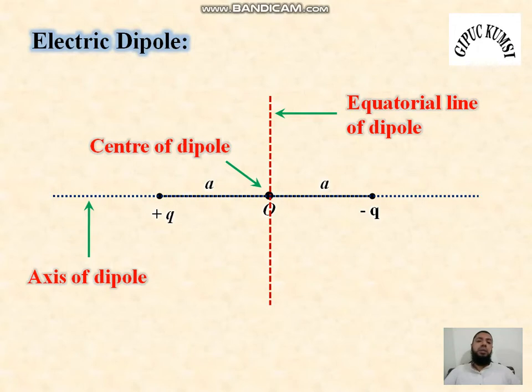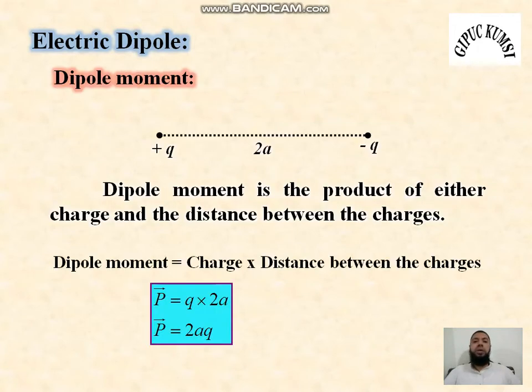Then in dipole we have one more very important concept called dipole moment. The dipole moment is the product of either charge and the distance between the charges. It is given by charge into distance between the charges. P is equal to q into 2a. That is, P is equal to 2aq.